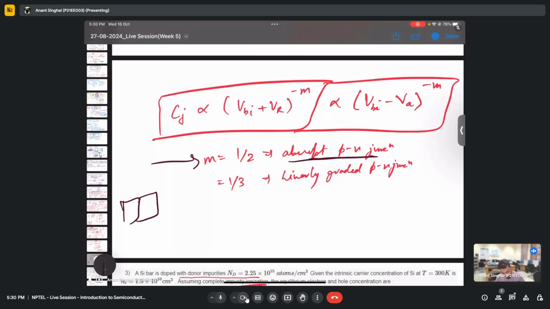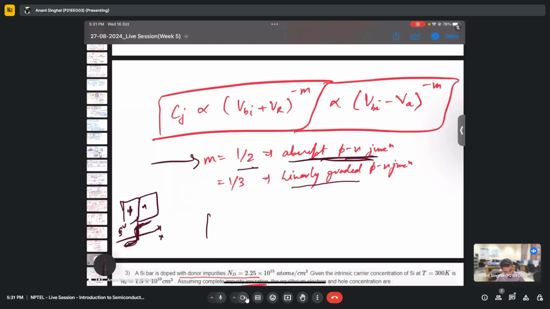By abrupt I mean, if you have a p and n, then here is Na, and abruptly it is Nd. So we have an instant change in the doping. Let's say this is a charge density versus x plot. This is what we call an abrupt p-n junction.